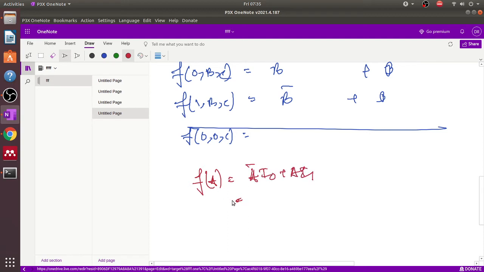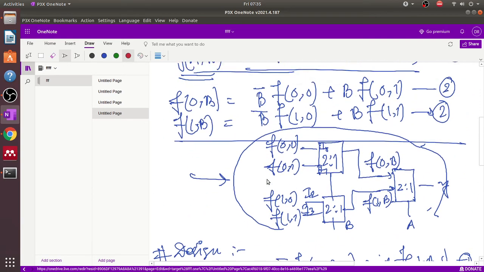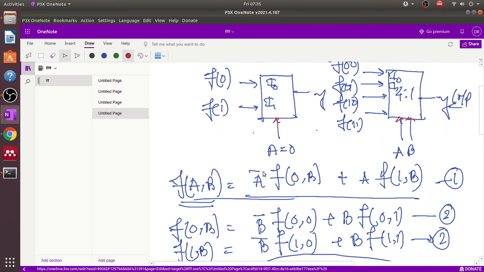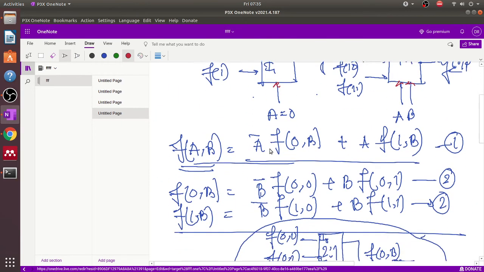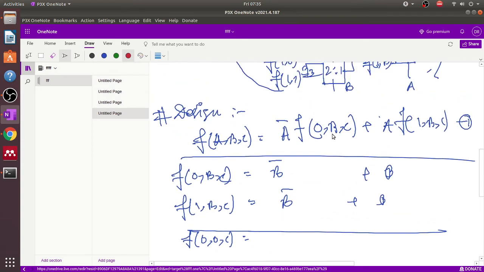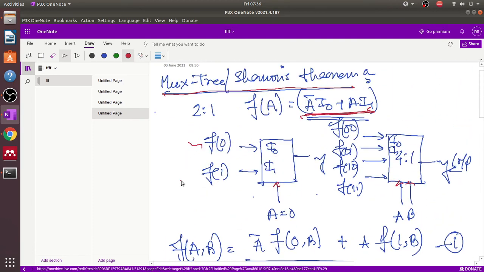So this equation is represented in the form A bar f0 plus A into f1. That's why here we have f0 and f1. How do we represent this equation? A bar means the 0 symbol is present, and A equal to 1 means the 1 symbol is present. So that's why the two inputs are f0 and f1 respectively.